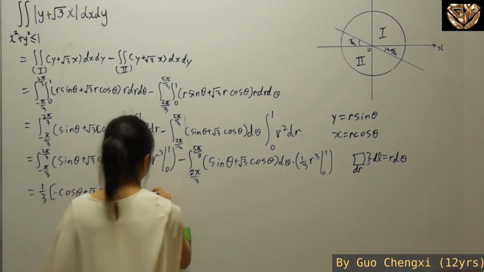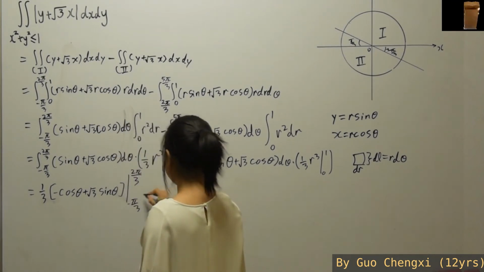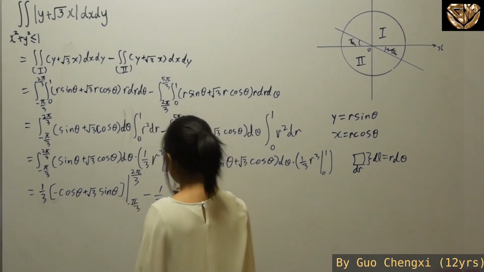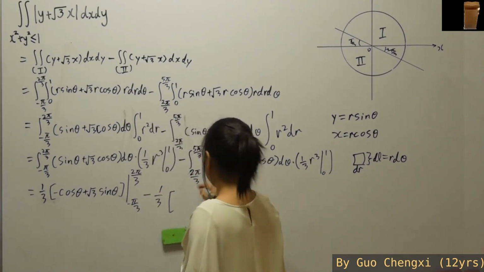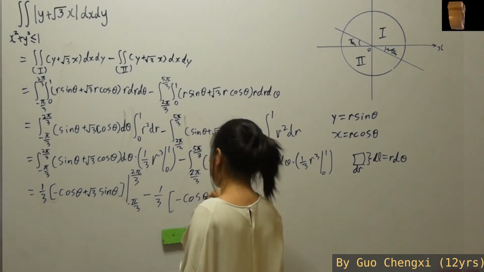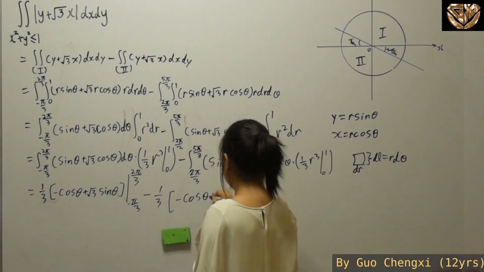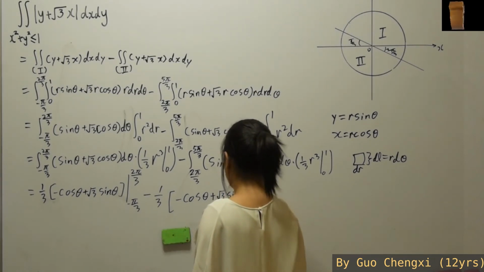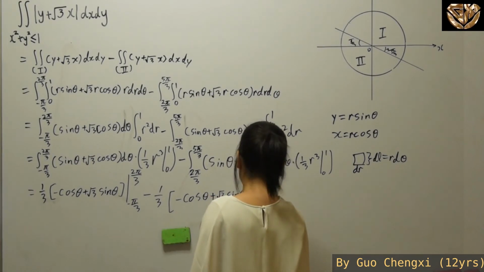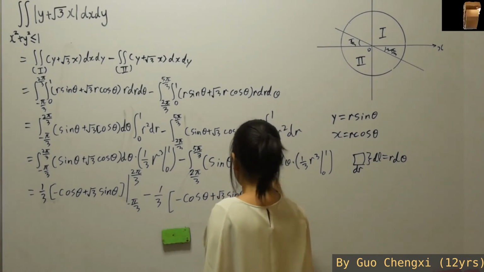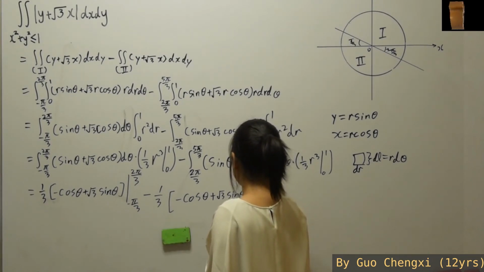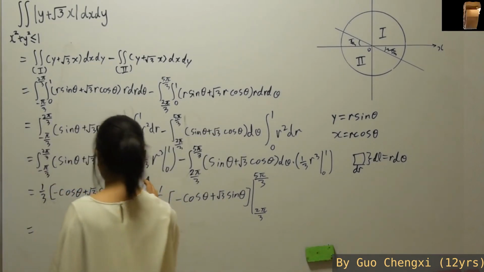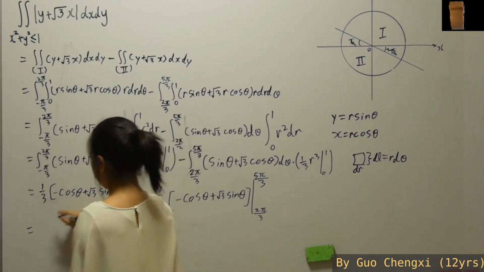And then after that we'll also have minus 1/3 because of this part, and we'll times for this minus cosine theta plus square root 3 sine theta from 2 pi over 3 to 5 pi over 3. Okay, now that we have gotten this, next we are going to sub in the boundaries. So we're going to do it one by one.